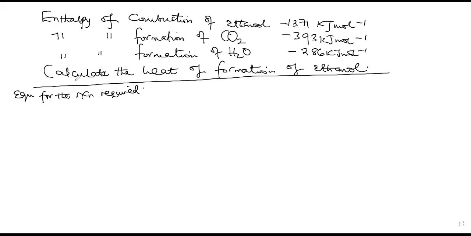Which equation are we going to write? Which elements are you going to use? Ethanol is CH3CH2OH, or one can write it as C2H5OH. Meaning that for this particular case, you have carbon, hydrogen, and oxygen. So the equation of the required reaction is going to be carbon, because the moment they say formation, it must come from constituent elements.